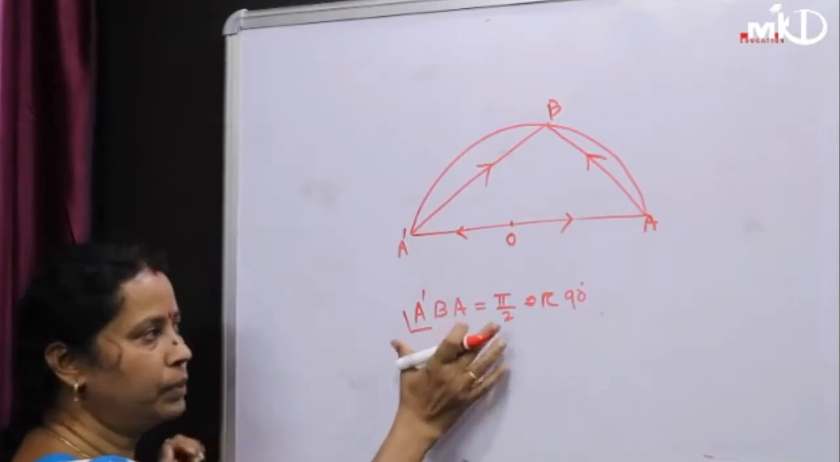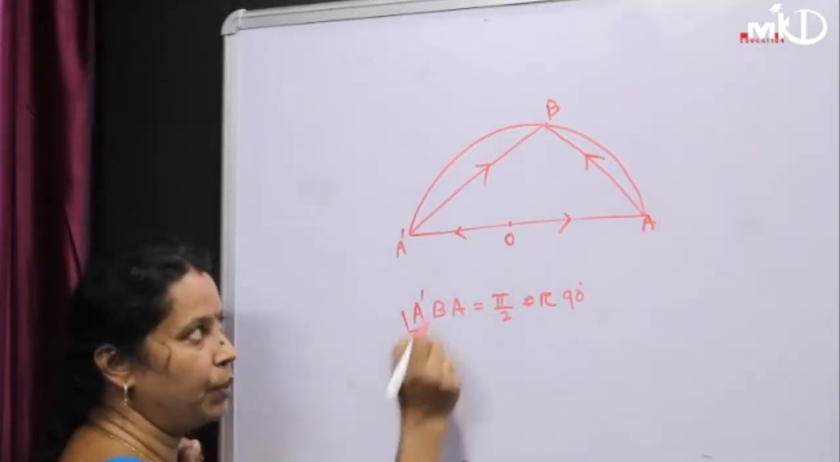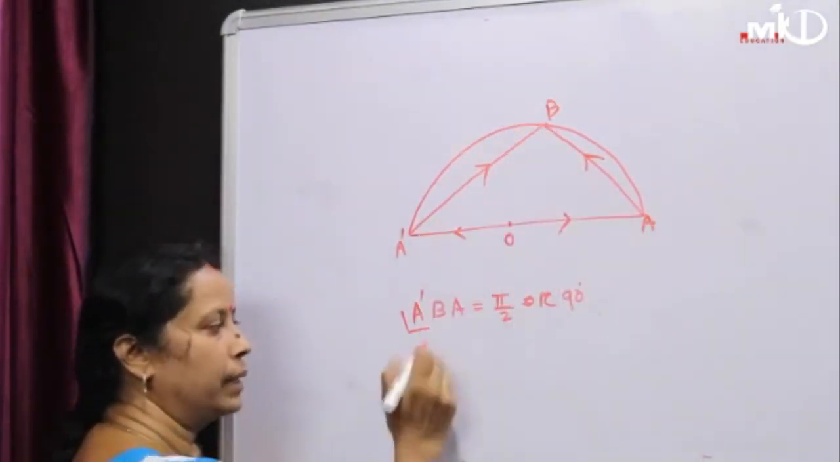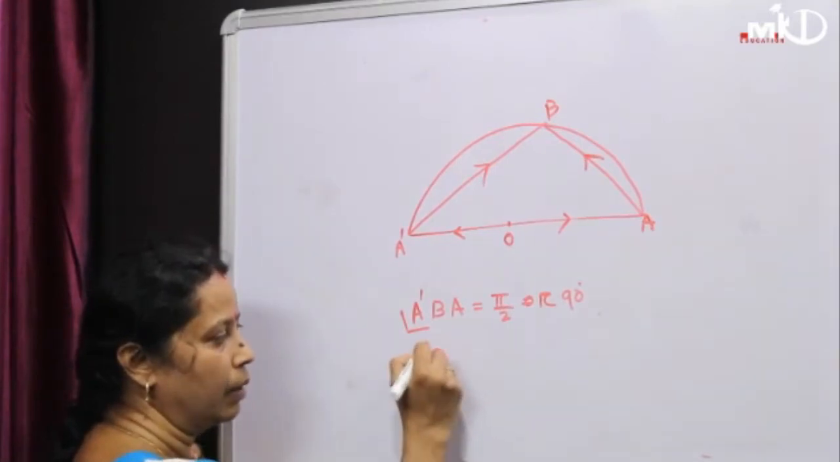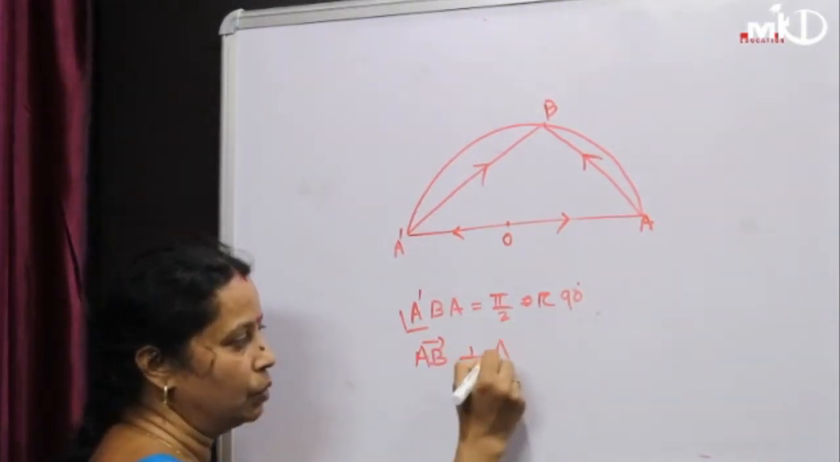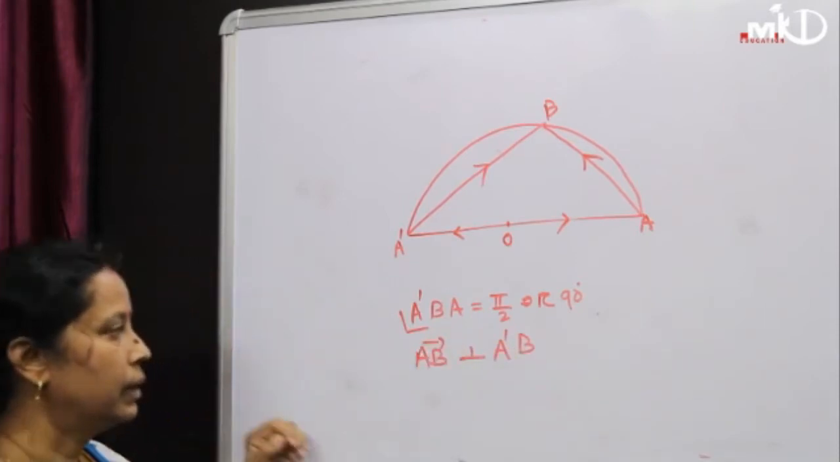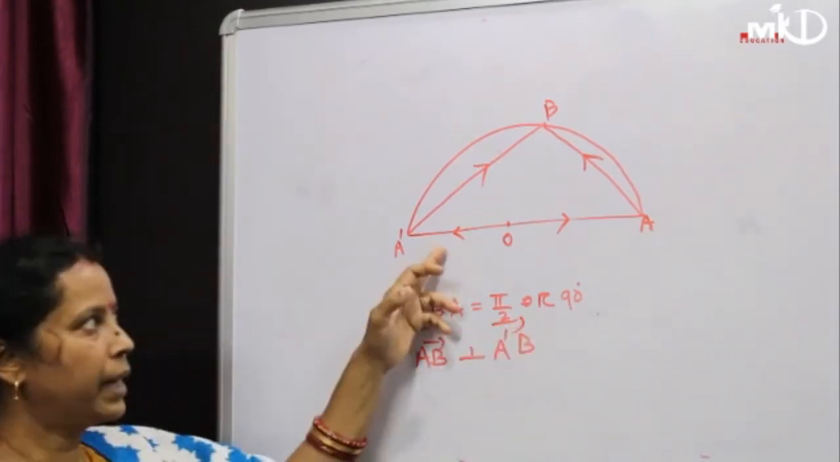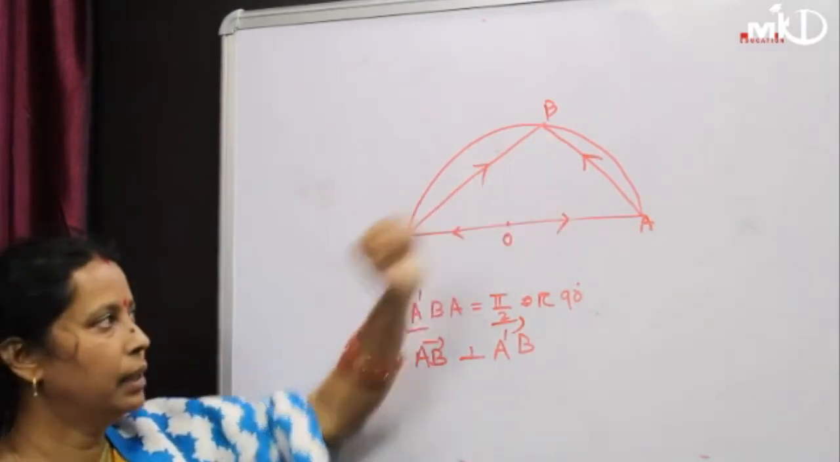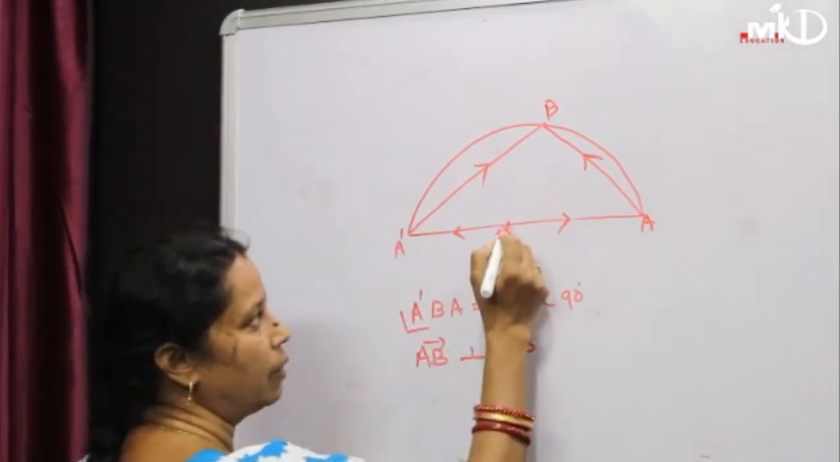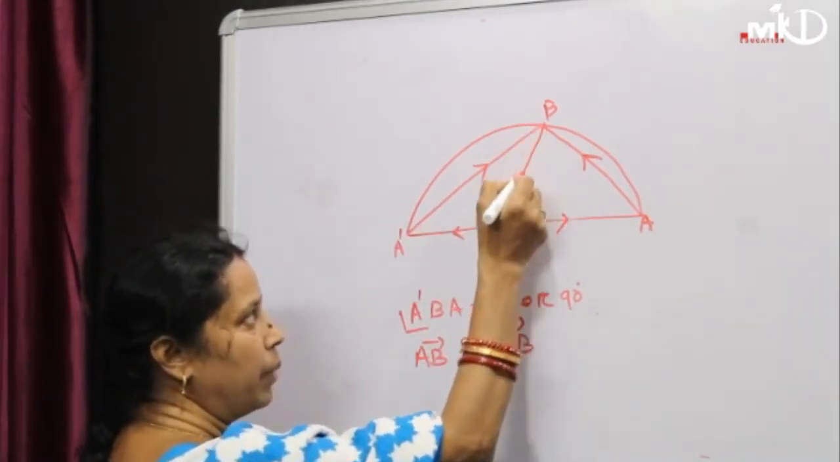So how can we prove this angle is 90 degrees? If we prove AB vector is perpendicular to A dash B vector, then we can say this angle is 90 degrees. So here we write it in vector form.